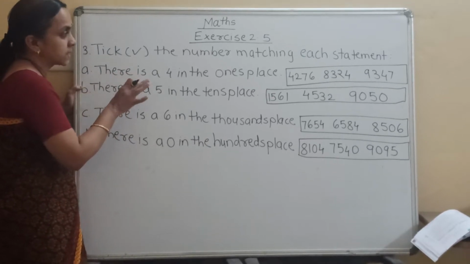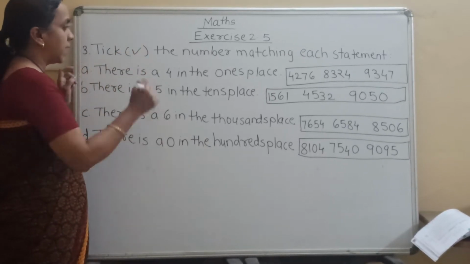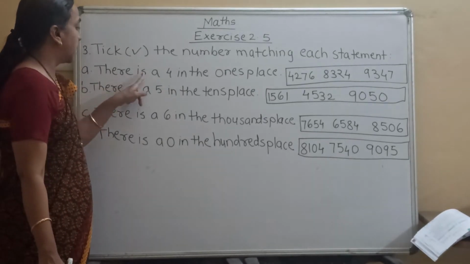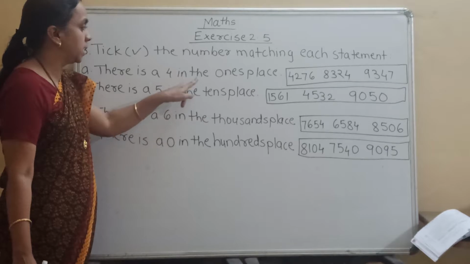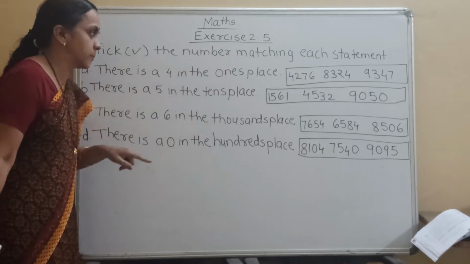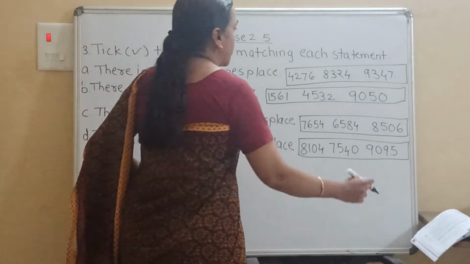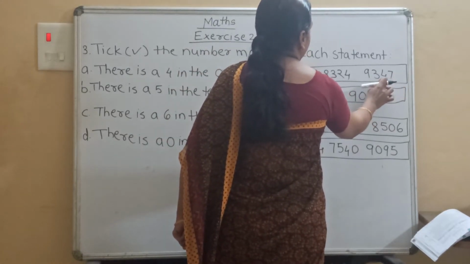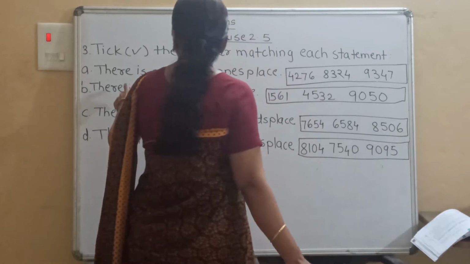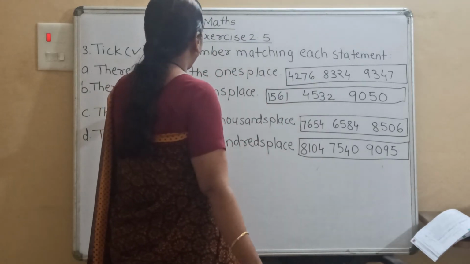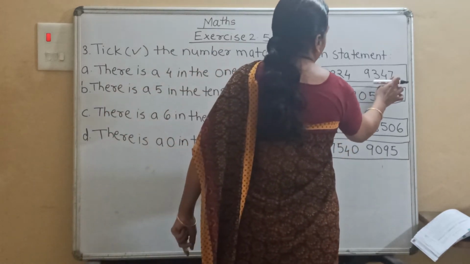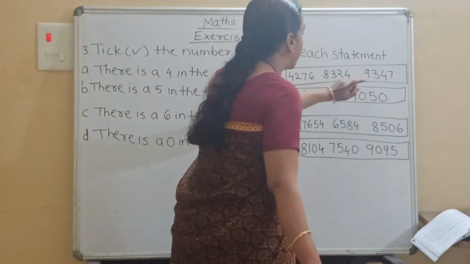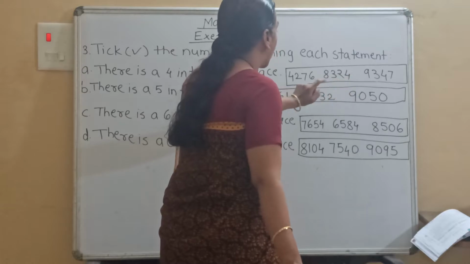So which number is correct, that we have to find out and do the tick mark. So an example is what? There is a 4 in the ones place. So we have to find out the answer. So start with this number: ones, tens, hundreds, thousand. So what is given here? There is a 4 in the ones place. So in this ones place 7 is there. So this number is not the right number, it is a wrong number.